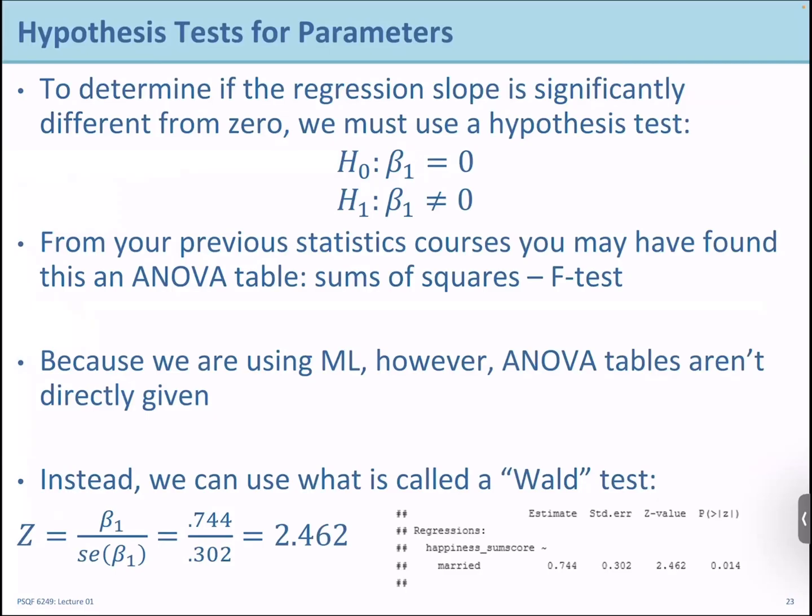Now we can do a hypothesis test for the parameters. Again, this is the recap, all of your intro. We want to see whether or not beta 1, that's our regression coefficient representing the difference in marital happiness between married and non-married, is not equal to 0. We want to test the null hypothesis at 0. We'd set up a hypothesis test that looked like this. In your previous classes, you may find the result in analysis of variance tables, right? And you might find an F test.